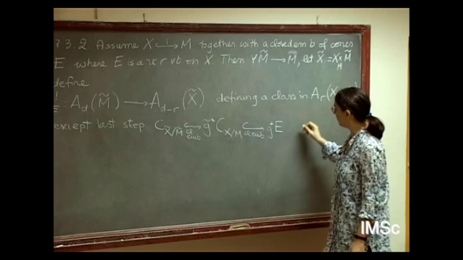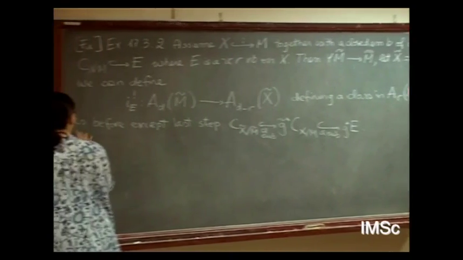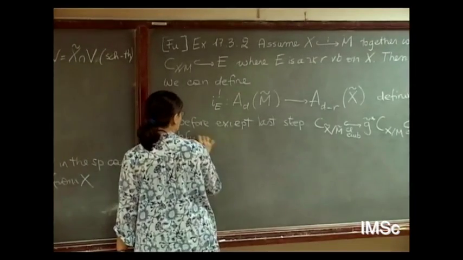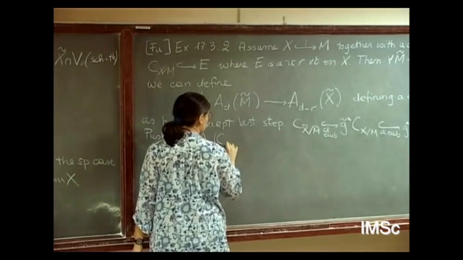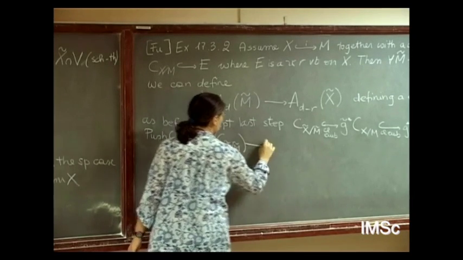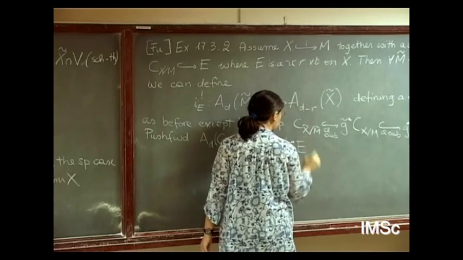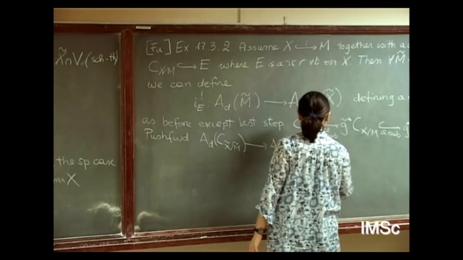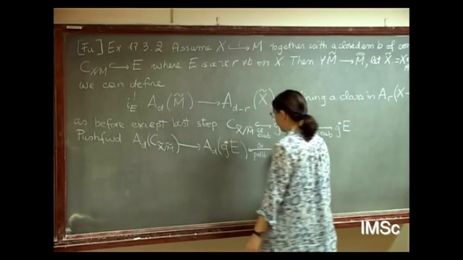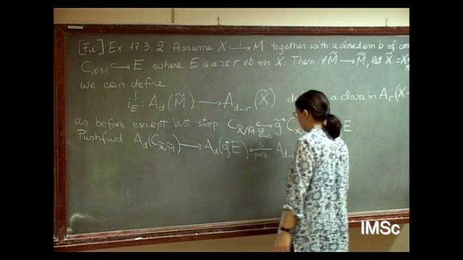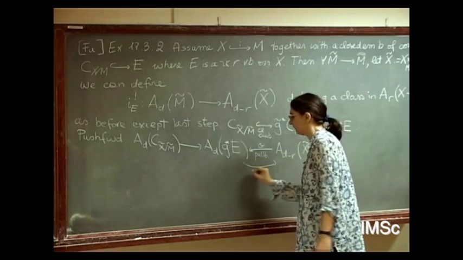And then we compose. This gives a push forward, gives us a map from A D of C twiddle X twiddle to AD of G, the pullback of E. And then we have an isomorphism here, which is the pullback from AD minus R of X twiddle. And what we do is we compose with the inverse.